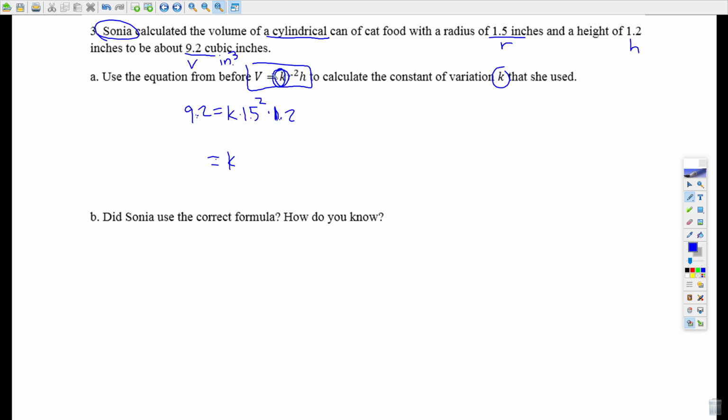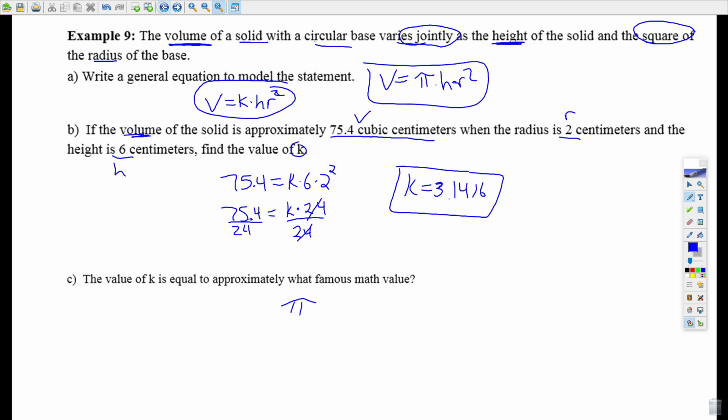So you're trying to figure out what this value comes out to be, or what it's supposed to come out to be, and see if it does. Then you can answer part B. Did Sonia use the correct formula, and how do you know? So you're going to check and see if it comes out to be what we said it was supposed to be in the last problem. So if you need help with that, just go back to example 9 and look at what it came out to be.